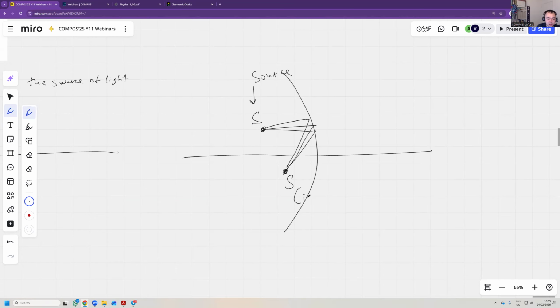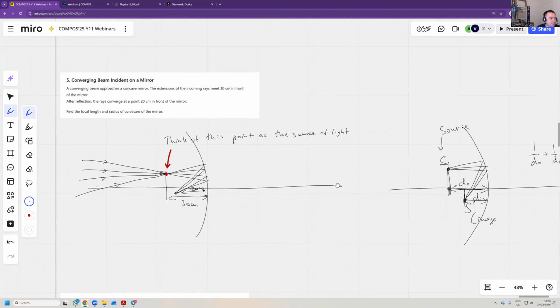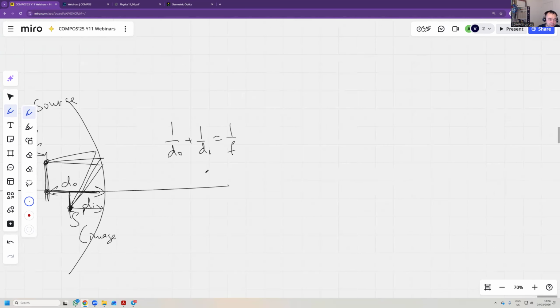And that's the image as dash. And that means that if this distance is dO, distance to the object, and this distance is dI, we can simply write the equation 1 over d0 plus 1 over di equals 1 over f. And I think we need to find the focal point. Yeah, and the radius of the curvature. Absolutely.